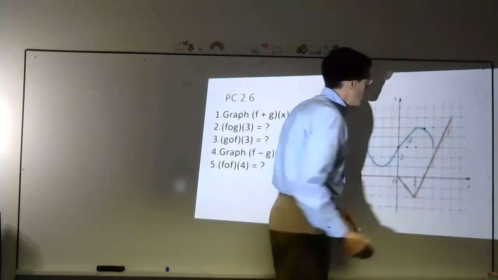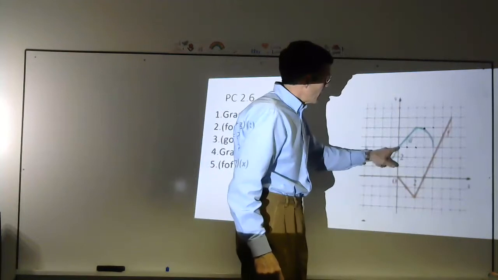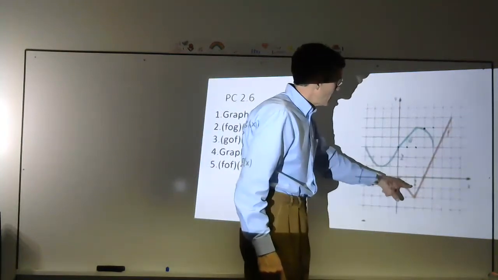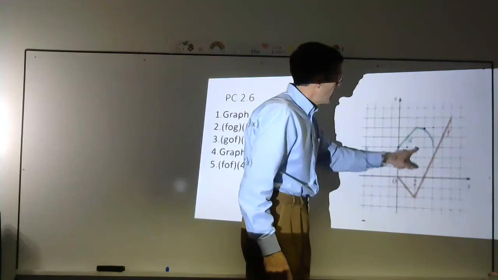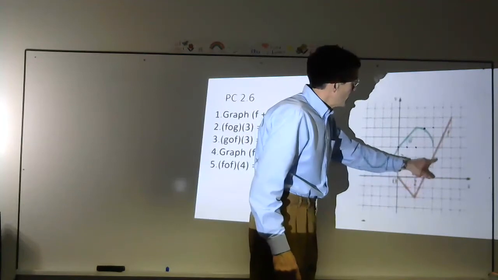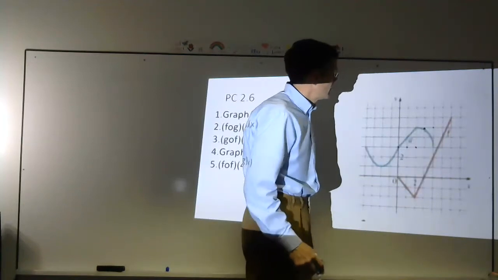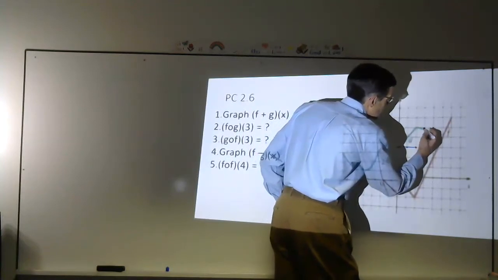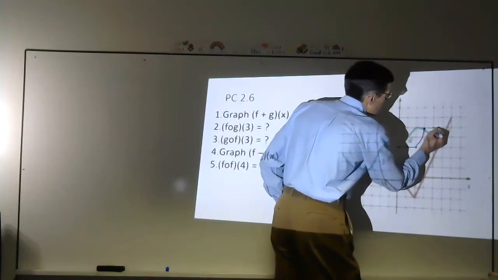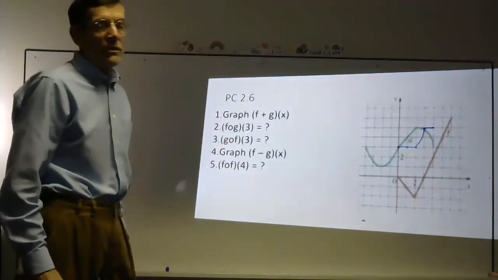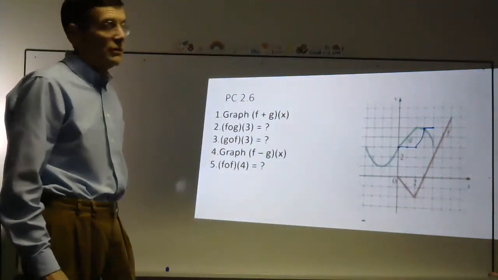All right, let's go back and double check this. 0 and 3 add is 3. -1 and 4 add is 3. -2, 5 add is 3. 0 and 5 add is 5. 2 and 3 add is 5. So you connect the dots. Comes over here like this, comes like this, comes like that. And the blue represents f plus g of x.